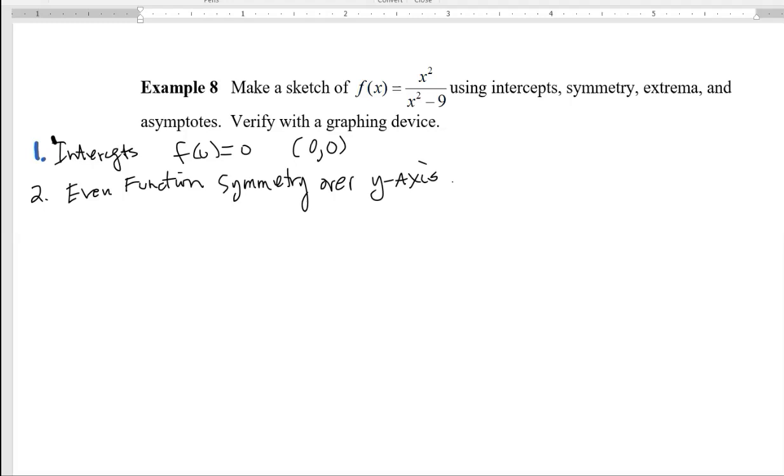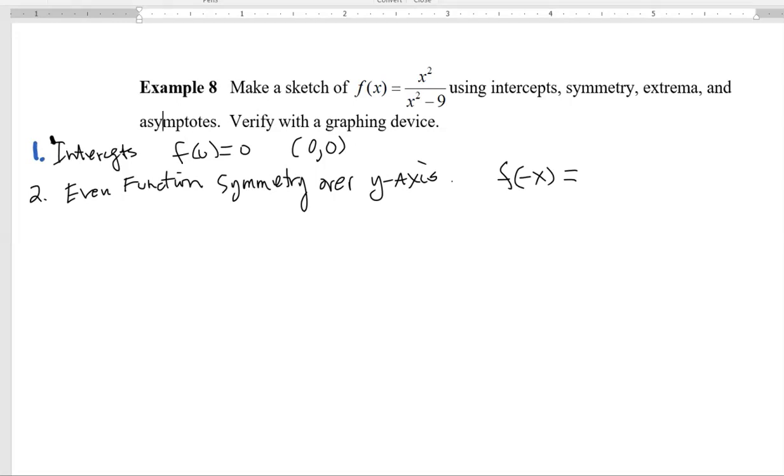Okay, and you remember that's determined by taking f of negative x, and when you substitute in, you're just going to get this, which equals the original function. So when that happens, you have an even function. Okay, symmetry over the y-axis. So take advantage of that when you've got it.